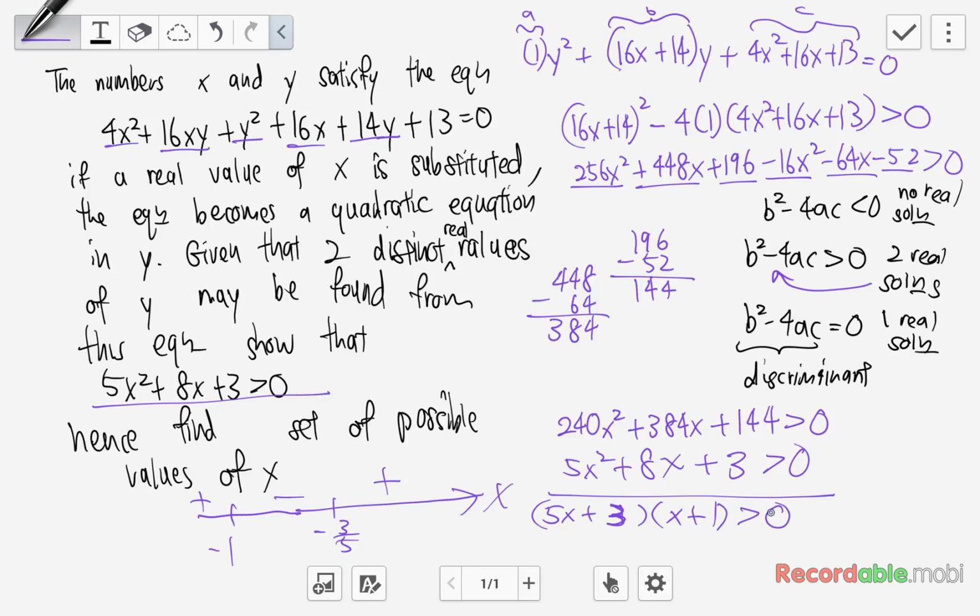Now since we want greater than 0, we want all the positive regions. So that means we want this region. Because there's a greater sign here, we want x smaller than minus 1 and x greater than minus 3 over 5. So the answer to this question is this: the set of possible values of x is x greater than minus 3 over 5 and x smaller than minus 1. So this ends this tutorial.